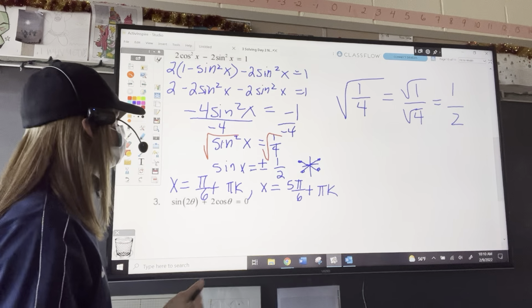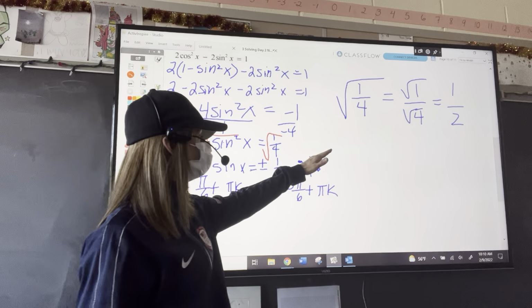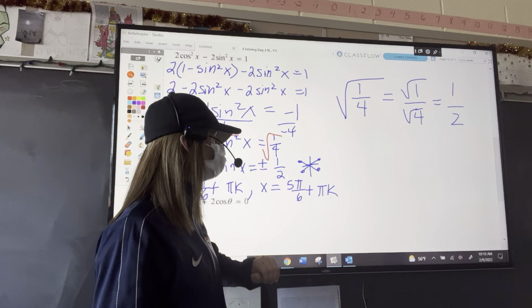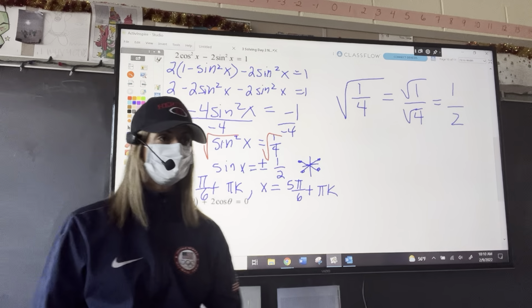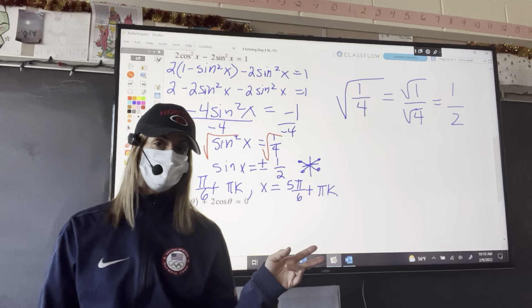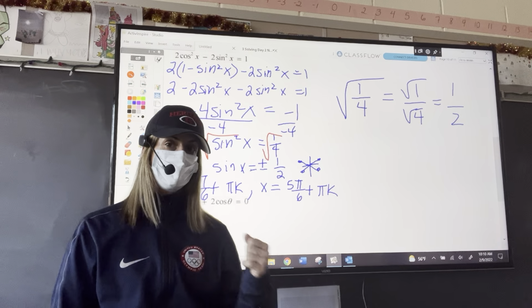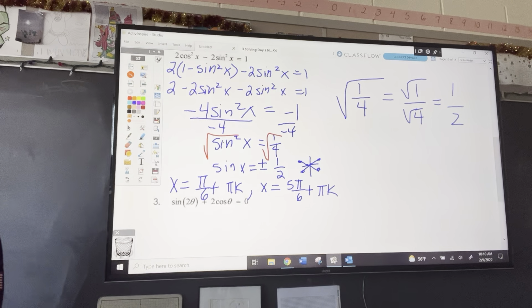If we had to list the solutions, we would just list these as pi over 6, 5 pi over 6, 7 pi over 6, 11 pi over 6, and be done, if that was the interval 0 to 2 pi. But it's asking for the general form of the solutions. So here are the answers.